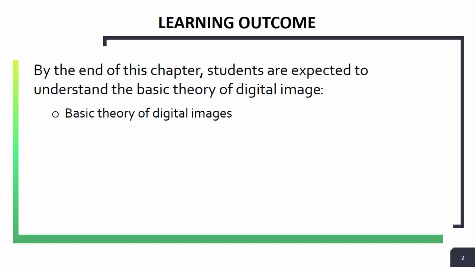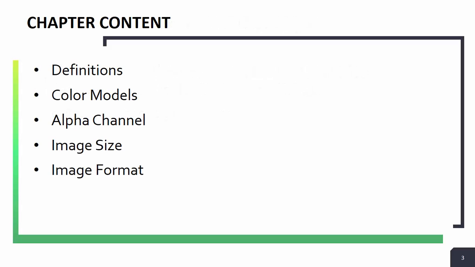By the end of this chapter on image theory, you are expected to understand the basic theory of digital image. The content of this chapter is some definition first, and then we talk about color models, then what is alpha channel, then about image size and image format.